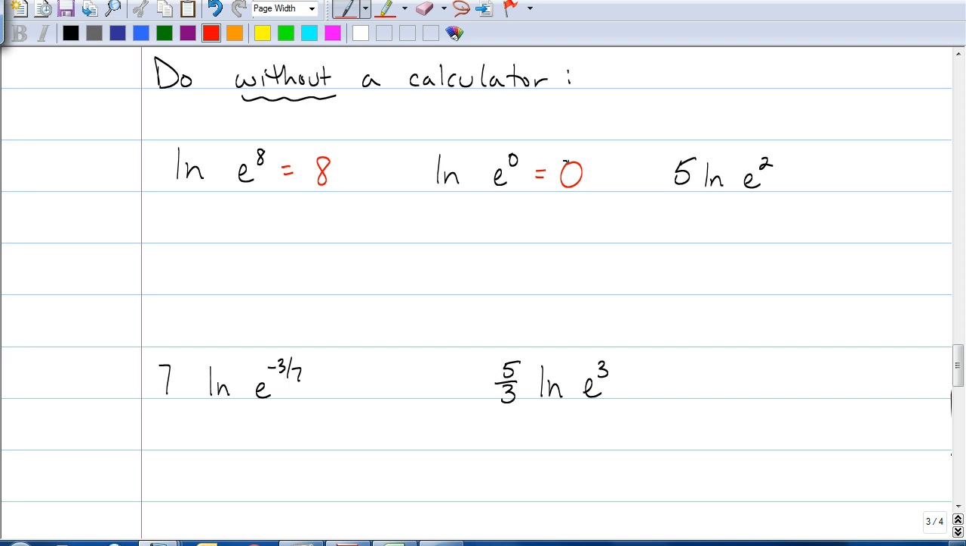But now this is going to get a little trickier. Here we have 5 times the natural log of e squared. What I want to do is simplify this part first. The natural log of e squared, just like we just said, since the base of the natural log is e, and this e is the same, your answer is the exponent, so that's just going to be 2. And 5 times 2 gives me 10, so my answer for this one would be 10.